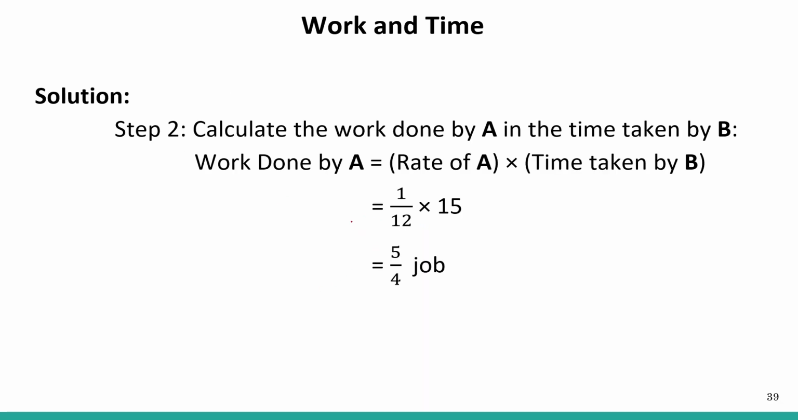Calculating the total work done by A in the time taken by B: work done by A is equal to rate of A into time taken by A. So what is it equal to? Rate of A into time taken by B. So 1 by 12 into 15, 5 by 4 job.